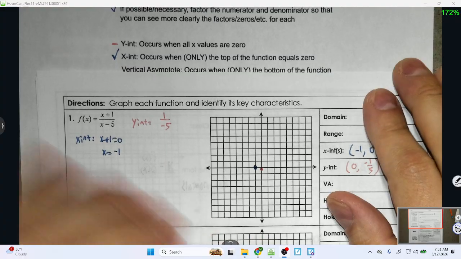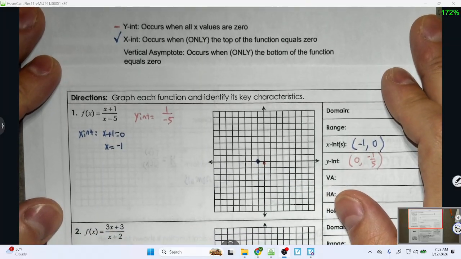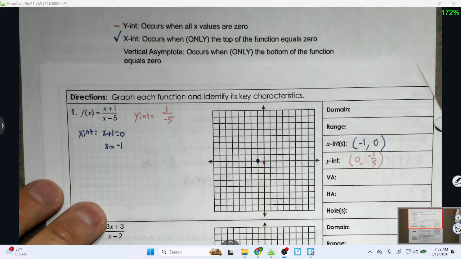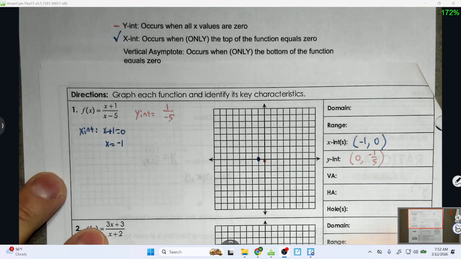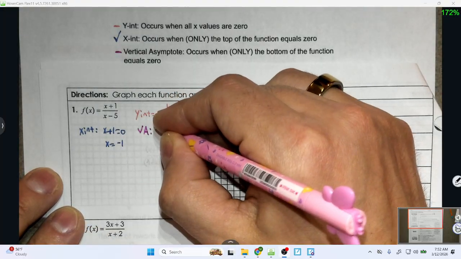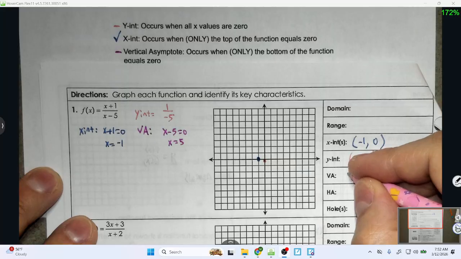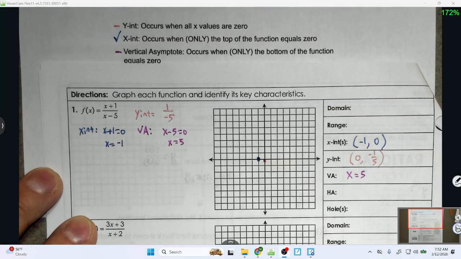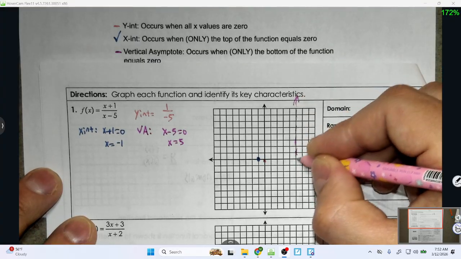Okay. Now let's go to the vertical asymptote. Now this is where it gets a little tricky. It's when just the bottom equals 0, nothing else. Just the bottom, not the top. Sometimes the bottom and the top equals 0, and that's a different situation. So vertical asymptote is when just the bottom equals 0. So I'm going to put VA for vertical asymptote, and I'm going to set the bottom equal to 0, and that's going to give me x equals 5. So I have a vertical asymptote when x is equal to 5, because I can't divide by 0. So there's something awkward going on there. We're going to go to 5, and we're going to draw in our vertical asymptote.